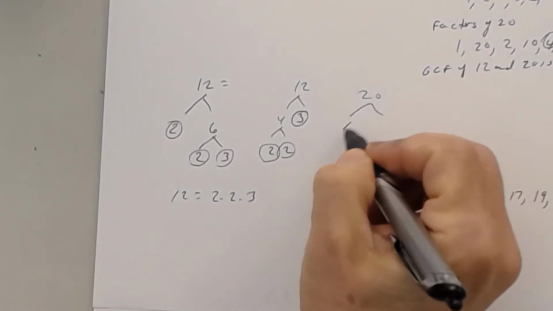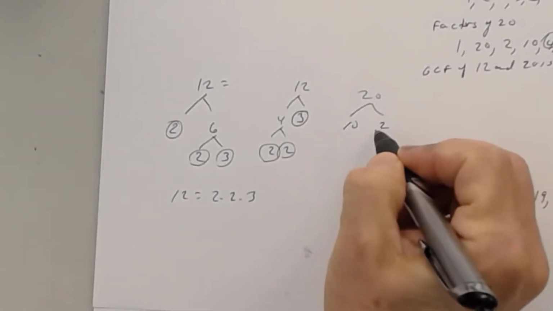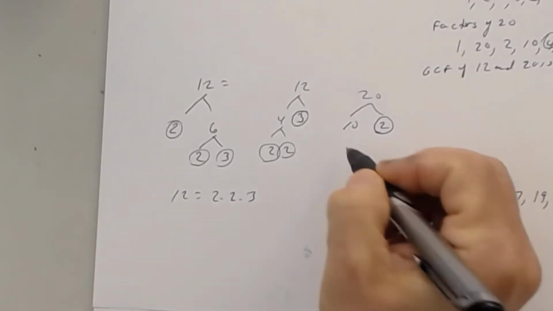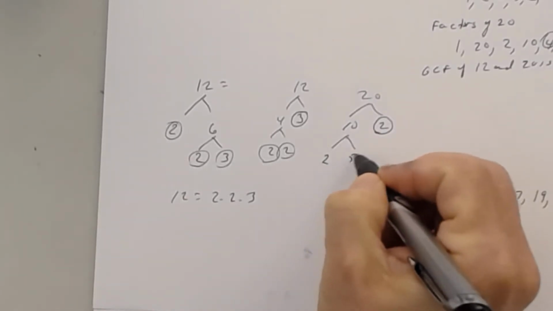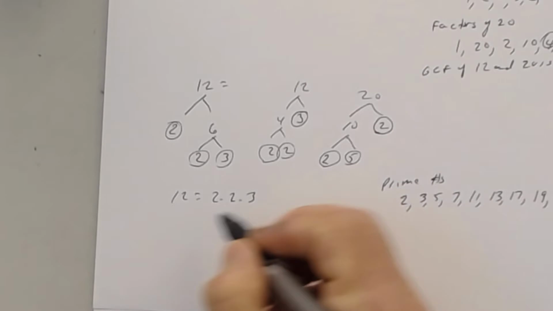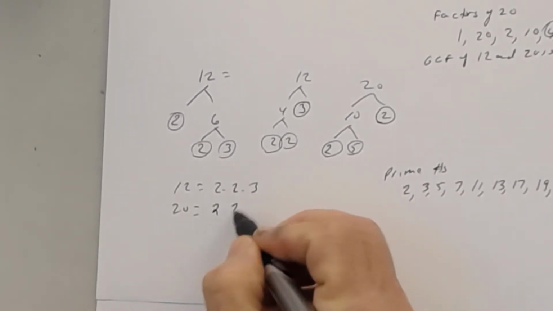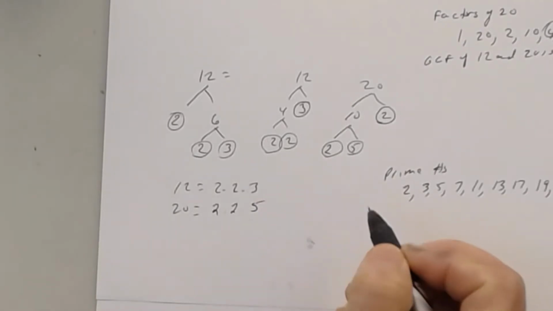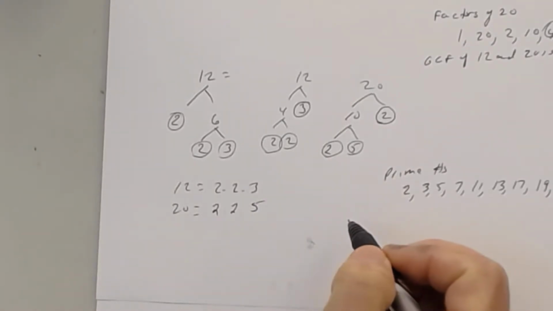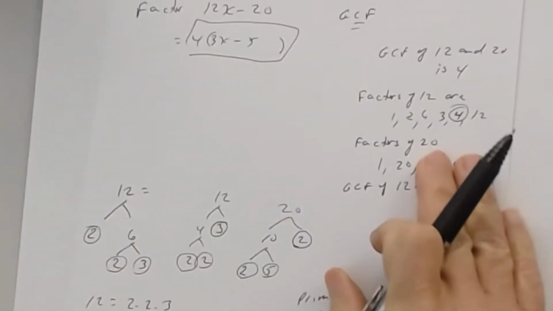20, you're going to say 10 times what? 2. 2 is prime. 10 is 2 and 5, and those are prime. So 20 is 2 times 2 times what? 5. Y'all agree? Okay. So notice it's a little bit different than this one, right?